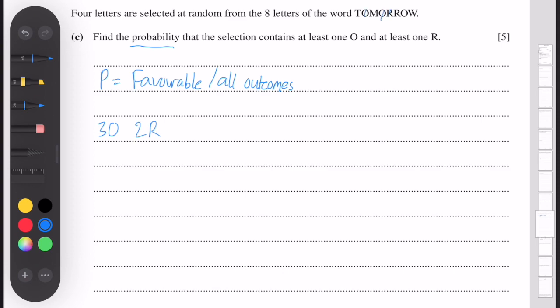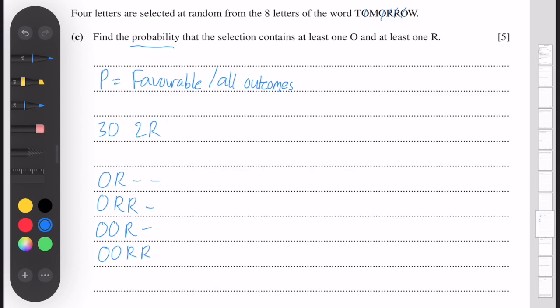O, O, R, R, O. Okay. Now we look at all the different scenarios. So at least one O and at least one R. So let's start with one O. So one O, one R. 2 empty slots. And then we go to one O, 2 R's, 1 empty slot. And then we go to 2 O's now. 2 O's, 1 R, 1 empty slot. 2 O's and 2 R's.